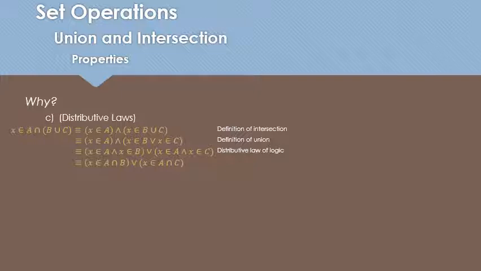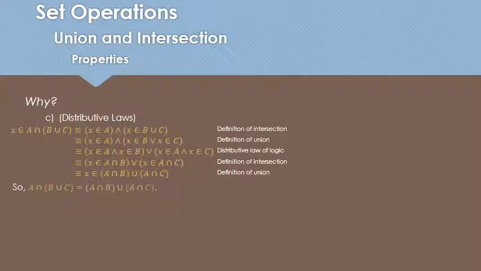So we built those up, and now we still have a disjunction hanging around, so we can build that further up into sets and see that X is in A intersect B, or union A intersect C. And so since the underlying statements are equivalent, these two sets must be equal. So intersection distributes over union.